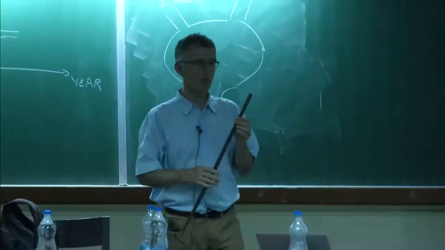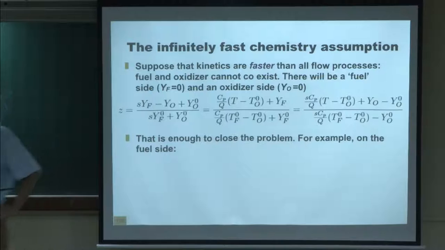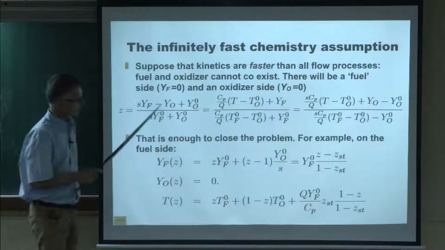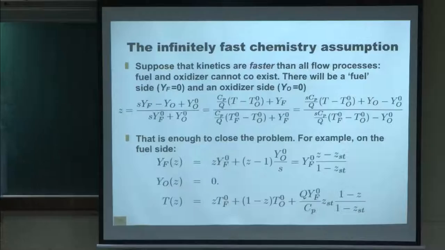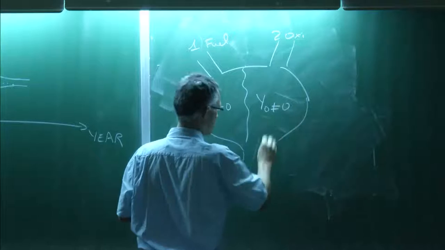So that really means that if you assume chemistry to be infinitely fast, in this equation, you cannot have YF and YO non-zero together at the same place, at the same instant. And so if you assume that, and you will see in a minute that it's an assumption which requires some care, it's actually enough to close the problem. So let's take an example. If fuel and oxidizer cannot coexist, it really means that in this flow, there will be two sides. There will be one side where YF is different from zero, and one side where YO is different from zero. We call that the rich side and the lean side.